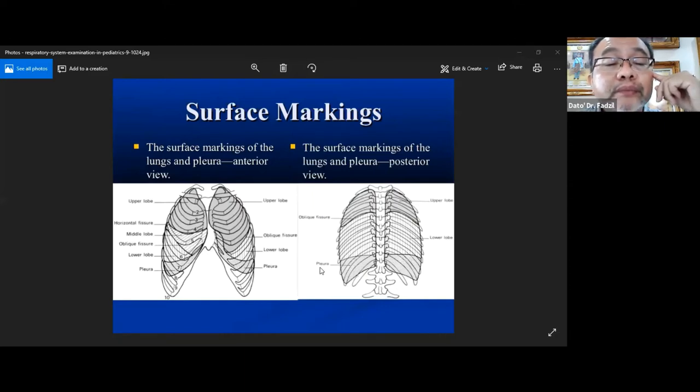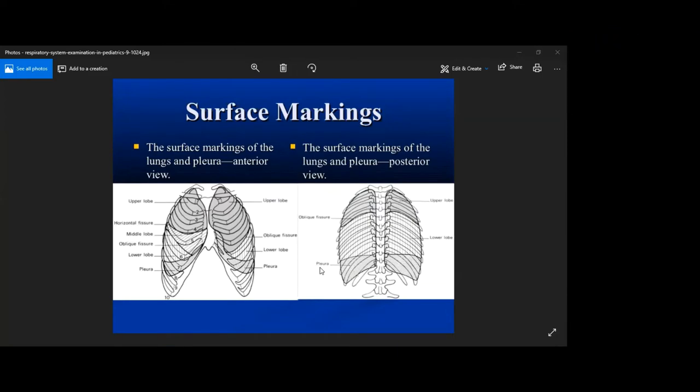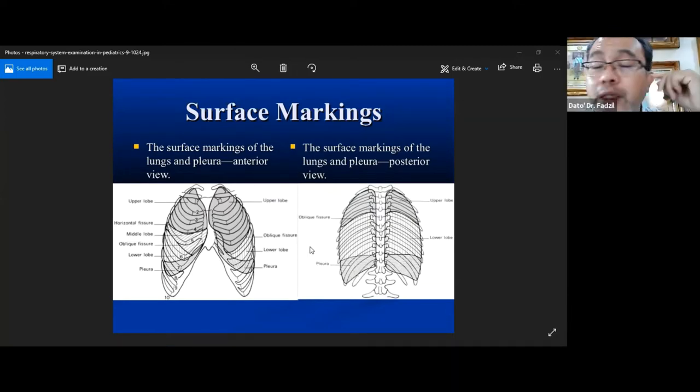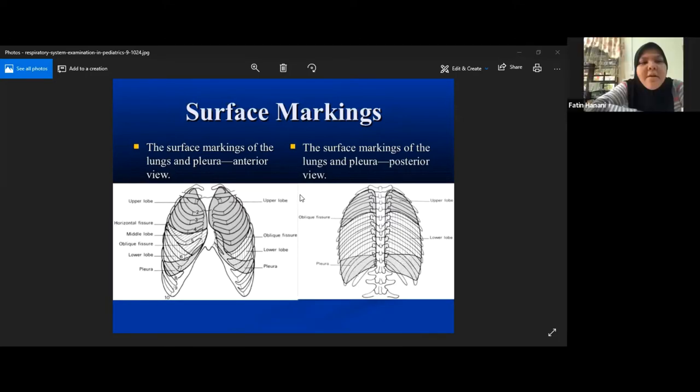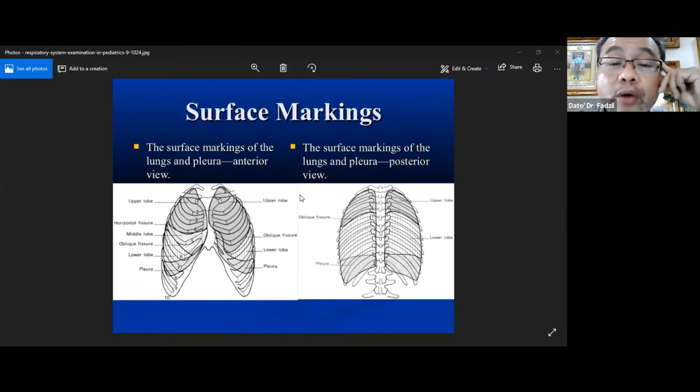Anybody? 10 lobes? How many lobes on the right lung? 3 lobes: upper, mid, and lower lobe. And then the left lung will be 2 lobes, upper lobe and lower lobe.